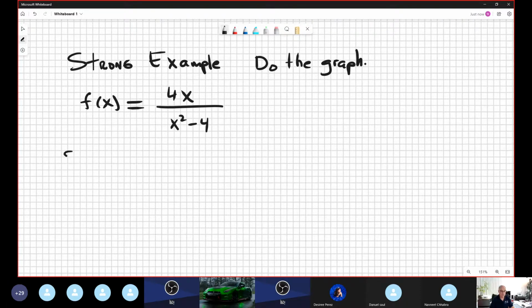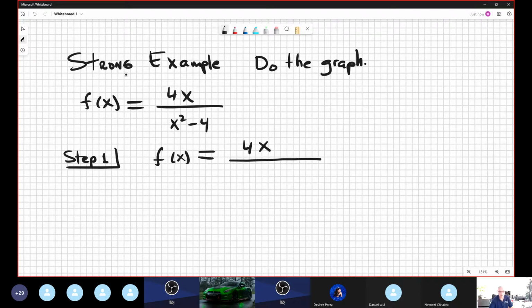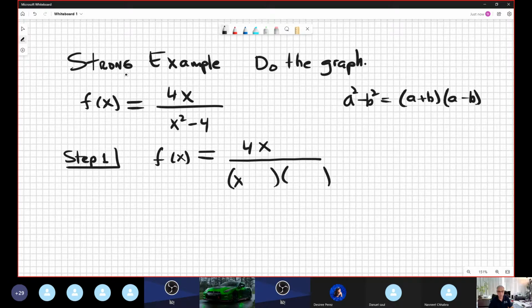Okay, what is the step 1? Factorization. Well, our function looks like that. In the top we have a monomial. I cannot do anything here. And this is the difference of squares. You can factorize using the formula that you know very well of the difference of squares. In our specific example, the square root of x squared is x, the square root of 4 is 2, plus or minus. Okay, this is the factored form.